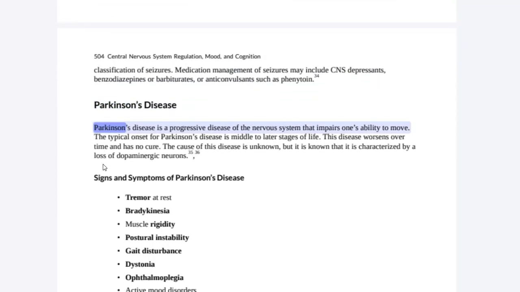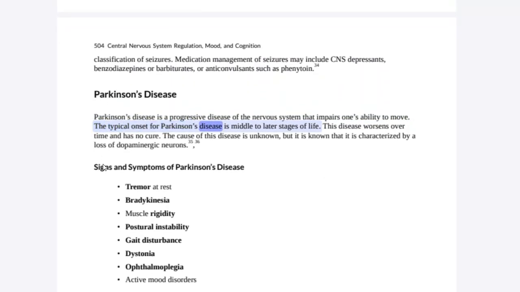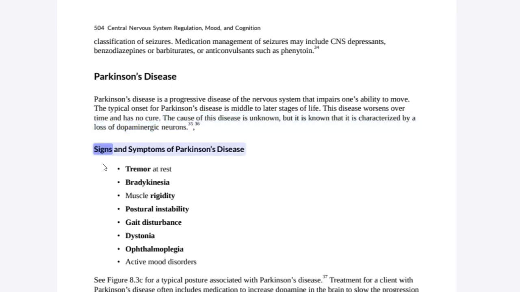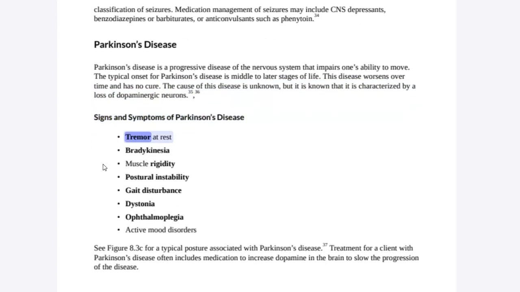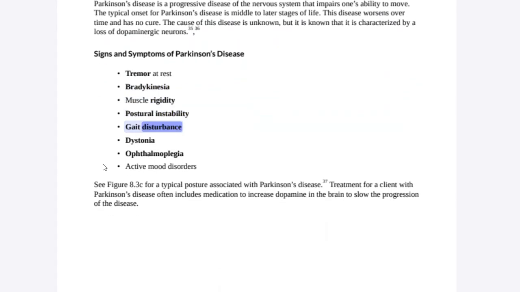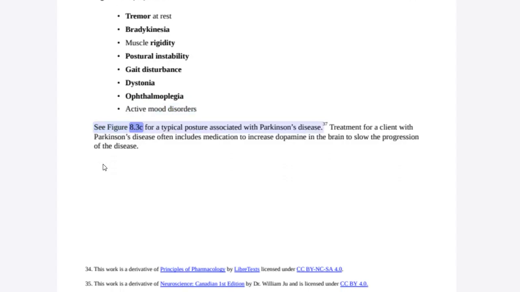Parkinson's disease. Parkinson's disease is a progressive disease of the nervous system that impairs one's ability to move. The typical onset is middle to later stages of life. This disease worsens over time and has no cure. The cause is unknown, but it is characterized by a loss of dopaminergic neurons. Signs and symptoms of Parkinson's disease: tremor at rest, bradykinesia, muscle rigidity, postural instability, gait disturbance, dystonia, ophthalmoplegia, active mood disorders. See Figure 8.3c for a typical posture associated with Parkinson's disease.